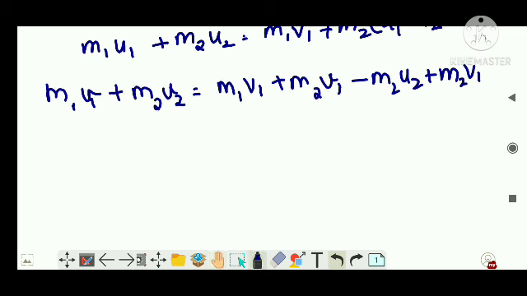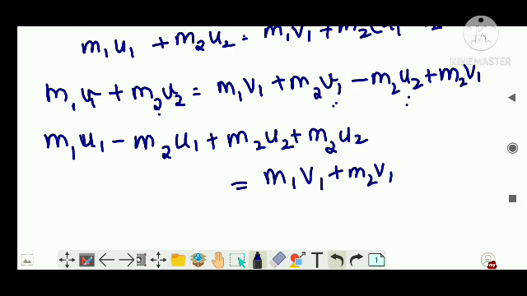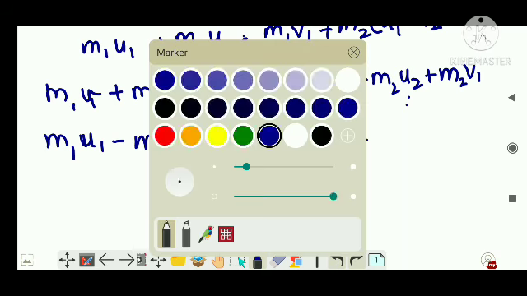Now just listen to what I am doing. m1 u1, I'm going to bring the u1 term here, so minus m2 u1, plus m2 u2, and there is an m2 u2 here also. Let's bring it here, so it becomes m2 u2 is equal to m1 v1 plus m2 v1. So both the terms have v1 as common. Let's bring v1 outside.